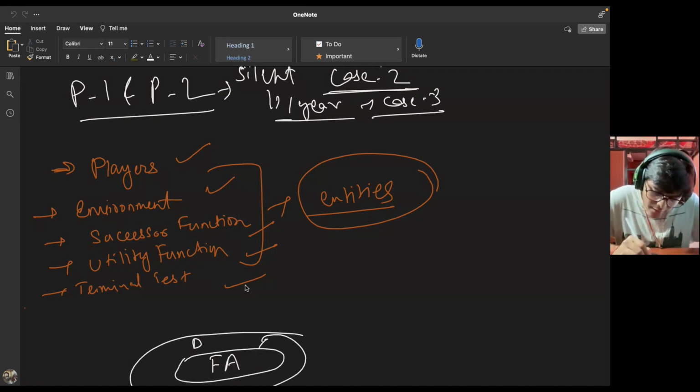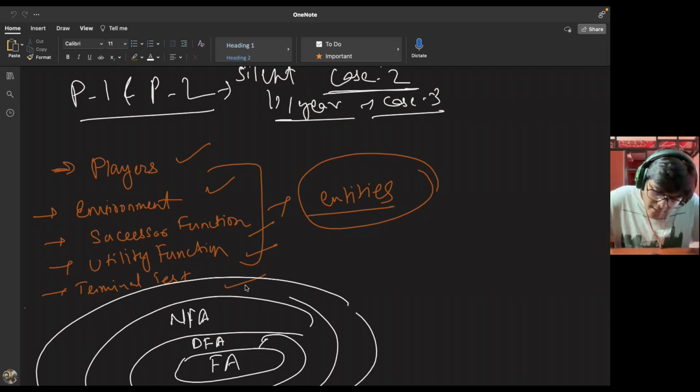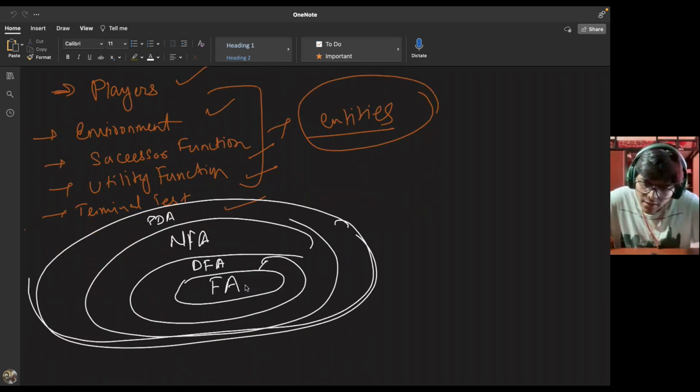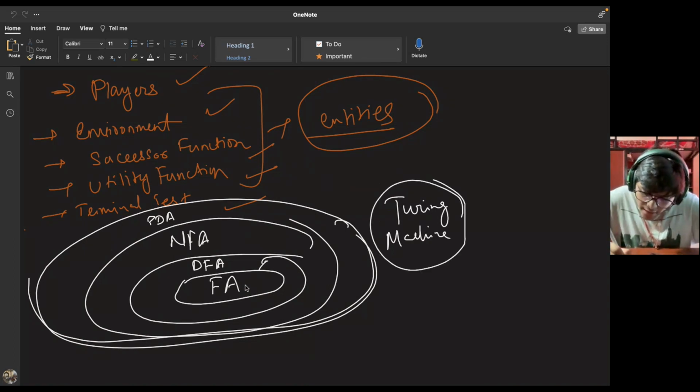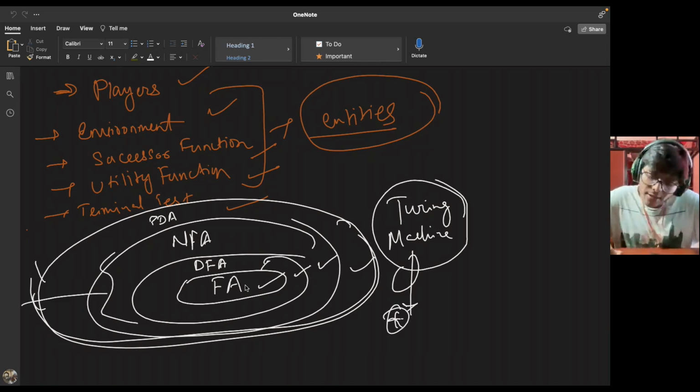Then we have NFA, then we have PDA. Okay, and after all of these things, we will have another thing called Turing machine, right, which we'll learn later. So after finite automata DFA, NFA, PDA, then comes Turing machine. What are these? These are all the finite automata. Turing machine is like a finite automaton, its representation is like a finite automaton, but it's not.